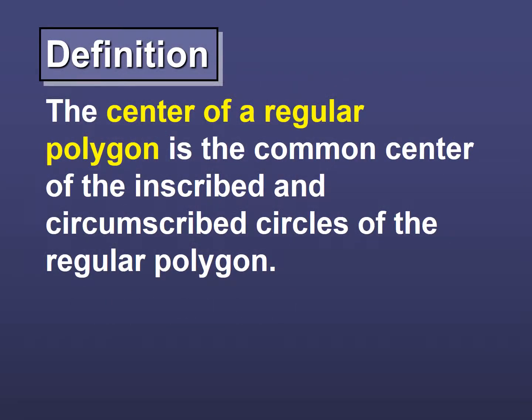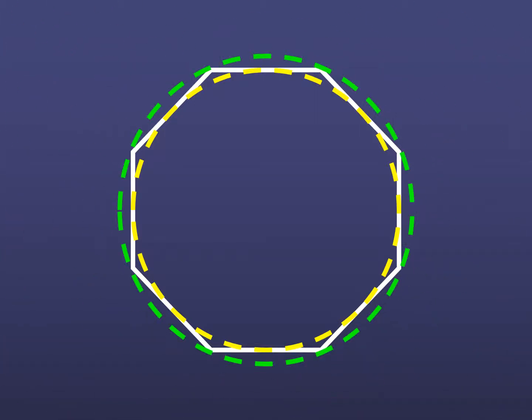The first definition we want to look at is the center of a regular polygon. You've heard of the center of a circle, and that's something you're familiar with, but regular polygons also have centers. It's the common center of the inscribed and circumscribed circles of the regular polygon. So here is a polygon, and if we wanted to find its center, we would look at the inscribed circle and the circumscribed circle, and the center that those both share is the center of our polygon. So there you go.